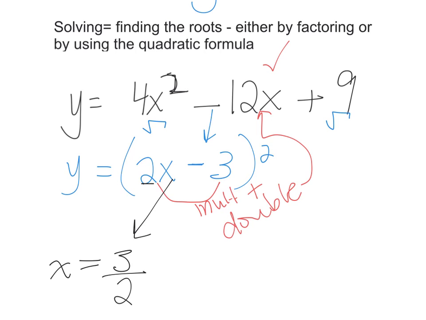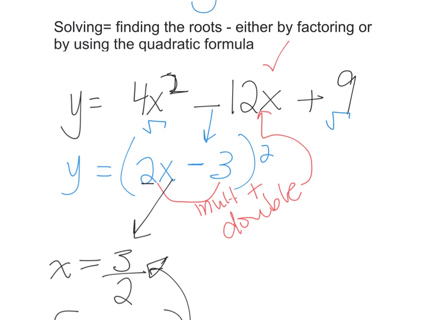We move the 3 over to this side, making it positive 3. And then we divide by 2 to get x by itself. It's the same answer. This bottom part is just showing you how we got that 3 over 2. The shortcut is just to take the opposite of this number. So if it's negative 3, take a positive 3 and divide it by the number in front of x.